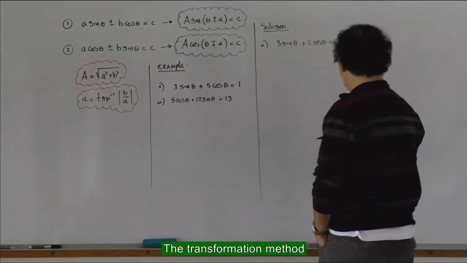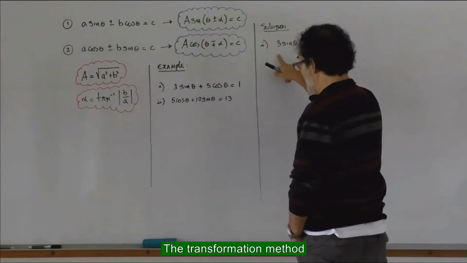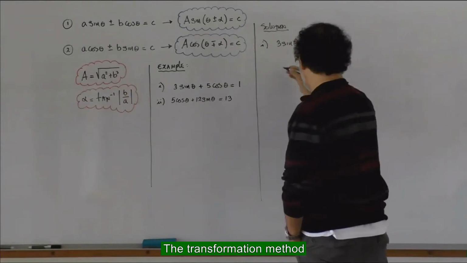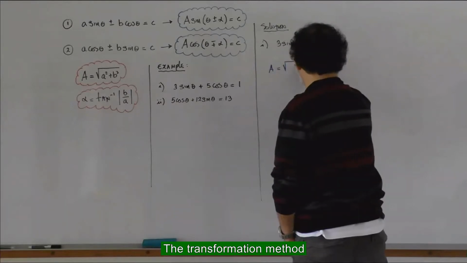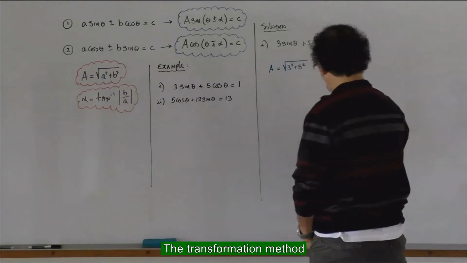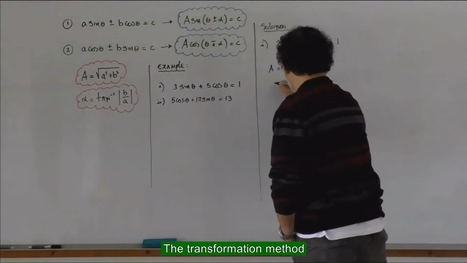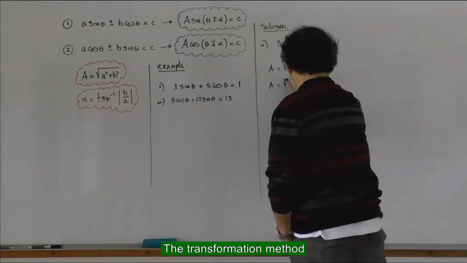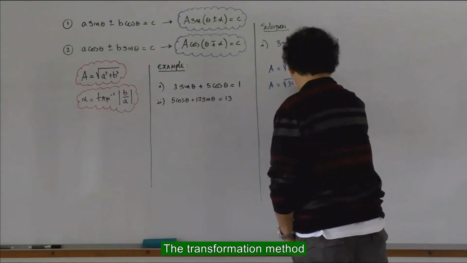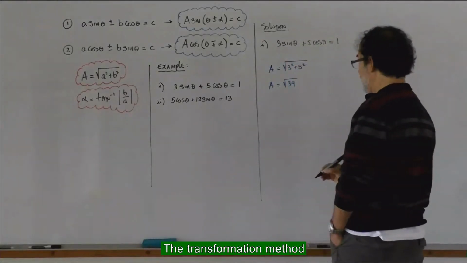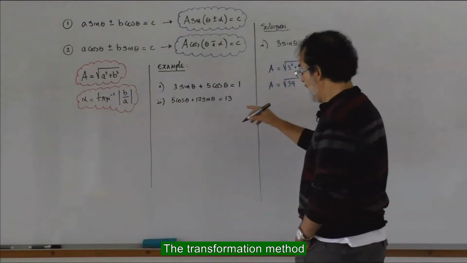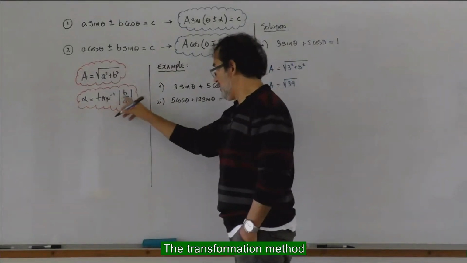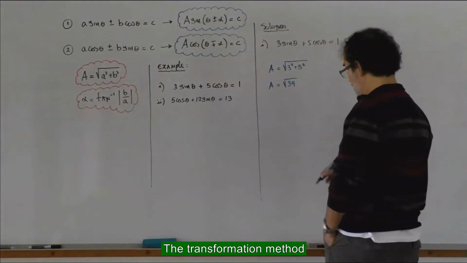Okay, so the first thing that we need to do is to find what a is equal to. We know that a is equal to the square root of 3 squared plus 5 squared, and that is equal to the square root of 34. So we already know that a is equal to the square root of 34. Now we need to find the answer for alpha. Alpha is the inverse tan of the absolute value of b on a.